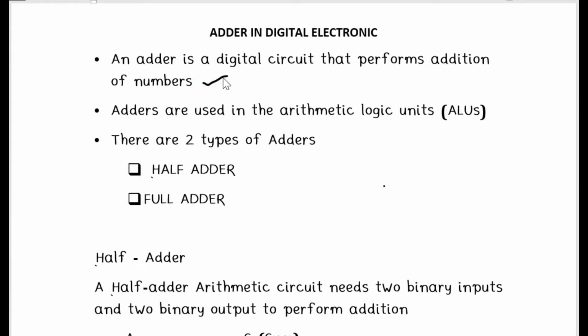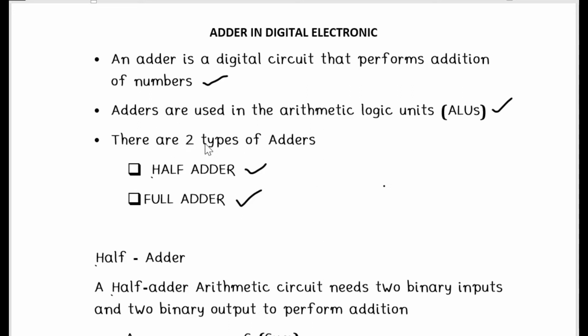So first point says if you want to perform addition of numbers, then the digital circuit known as adder is being used. Adders are used in arithmetic logical units. So the second point says that the adders are used in ALUs, which is embedded in CPUs. There are two types of adders. First is half adder and second is full adder.